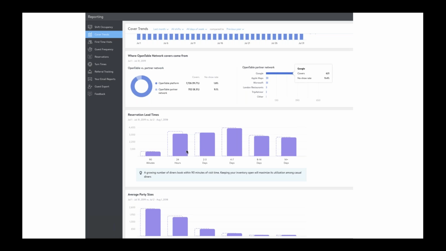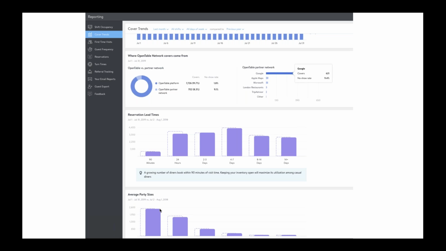If you can get people to book ahead of time, no-show rates tend to be a little higher when you get more days out. But if you're a restaurant that people come to and your no-show rate is pretty low at 1.8%, that's a really good rate for OpenTable for this restaurant.